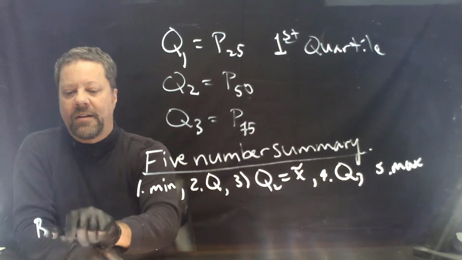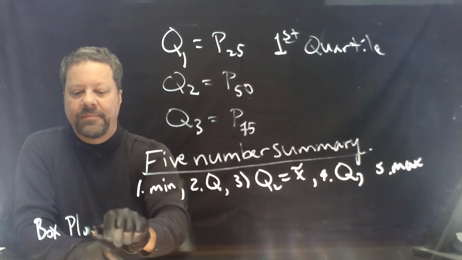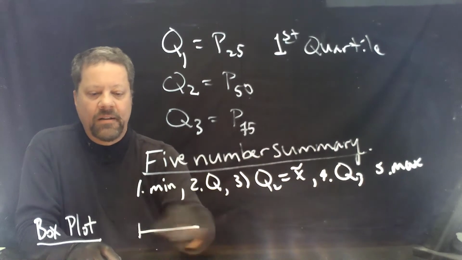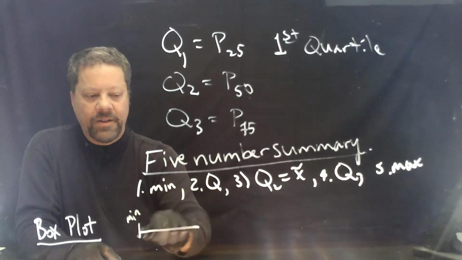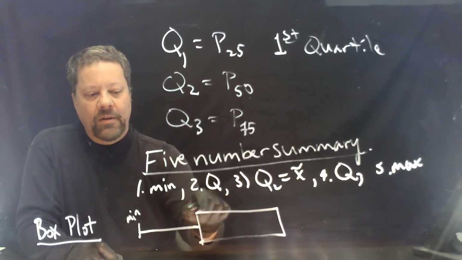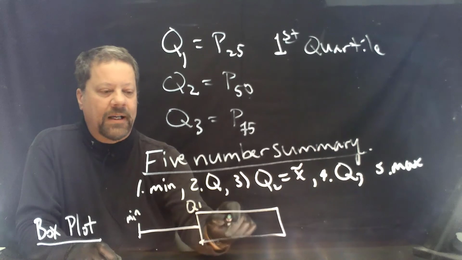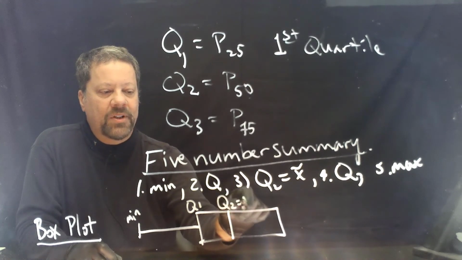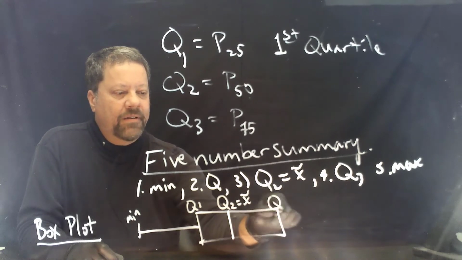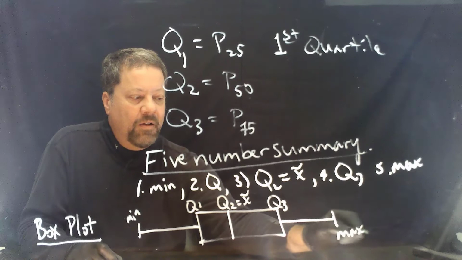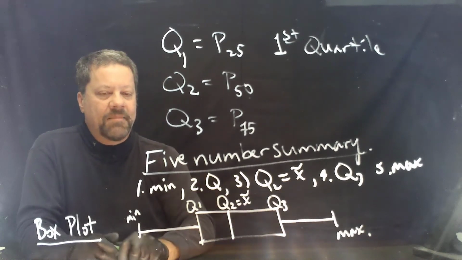We'll have something called a box plot. It goes like this. The min occurs here. We'll have a box. In the box, the lower portion is the first quartile, the second quartile here, which is the median, the third quartile here, and then the max ends on this stem out here.